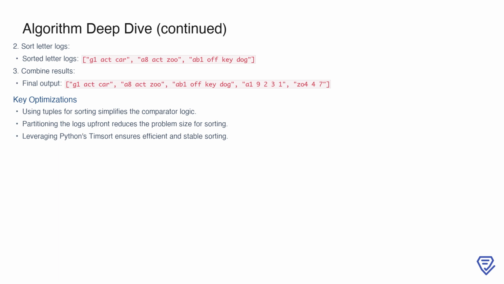After partitioning, we proceed to sort the letter logs. Using the custom comparator, the logs are sorted first by their content. For example, G1 act car comes before A8 act zoo because act car is lexicographically smaller than act zoo. If 2 logs share the same content, such as A8 act zoo and A1 act zoo, the identifiers are compared to determine the order. Once sorted, the letter logs are combined with the digit logs, which are appended in their original order. The final output is a reordered list of logs that satisfies all the problem's requirements.